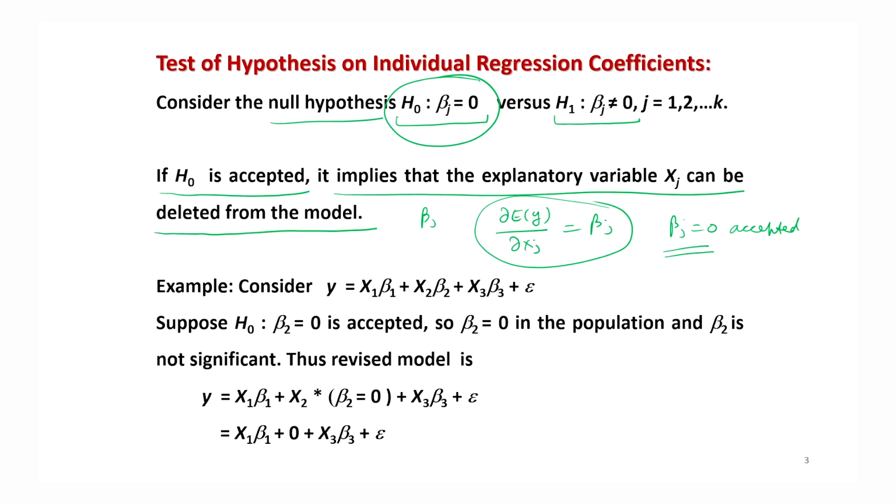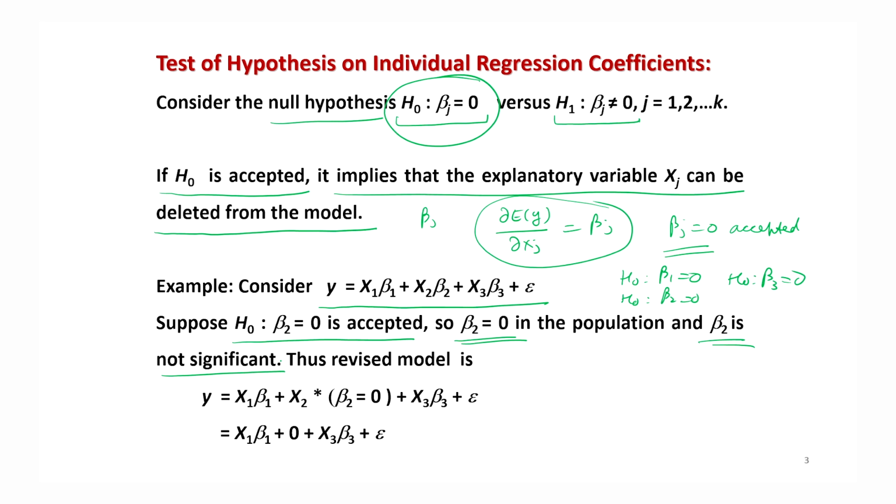So in this case, suppose you begin with the model y equal to x1 beta 1 plus x2 beta 2 plus x3 beta 3 plus epsilon, and suppose you conduct the hypotheses H naught beta 1 equal to 0, H naught beta 2 equal to 0, and H naught beta 3 equal to 0, and suppose H naught beta 2 equal to 0 is accepted. So now the conclusion is going to be like this: beta 2 is equal to 0 in the population, and so beta 2 is not significant.